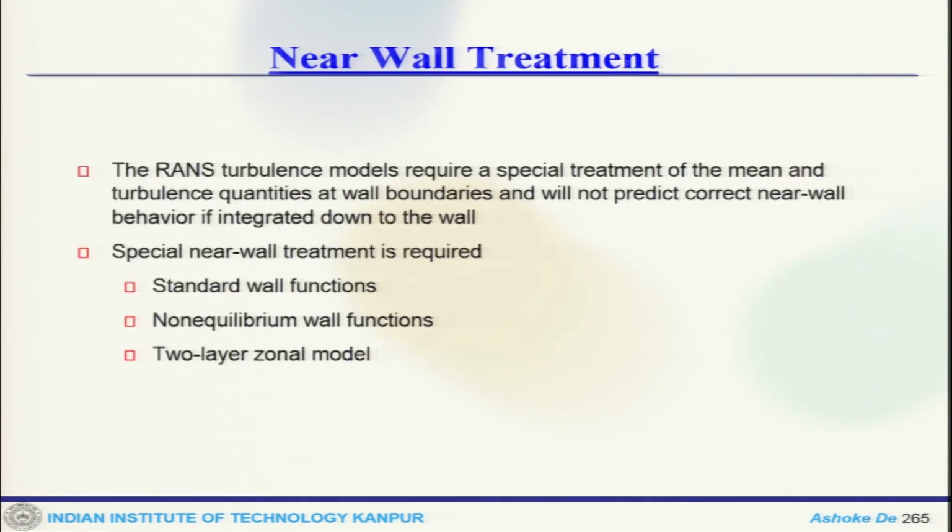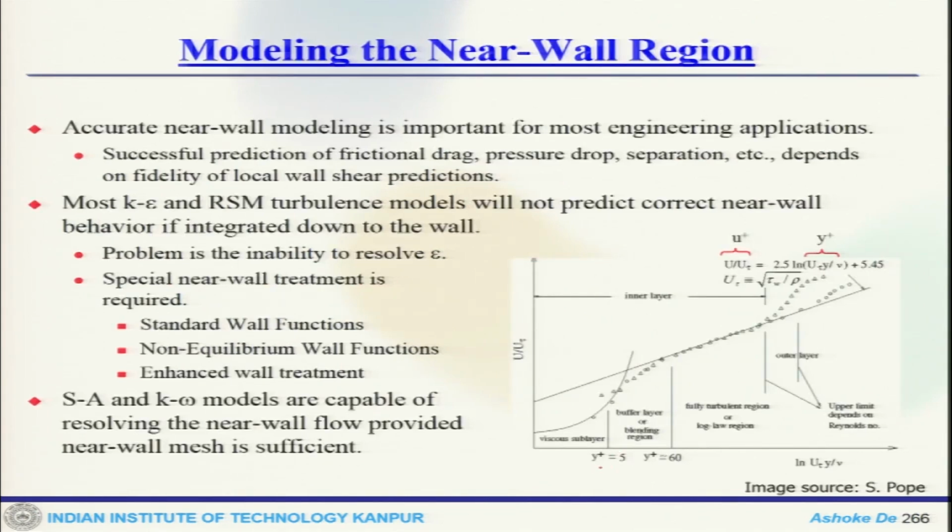Another important aspect when you look at the boundary layers or wall bounded flow is that you need the near wall treatment. So this is a special treatment required for the mean flow field: a standard wall function, non-equilibrium wall function, or two-layer zonal wall function. If you look at the wall profile which we have discussed, this is our viscous sublayer in the boundary layer, the buffer layer, this is the fully turbulent zone, or this rather can be totally the inner layer, and this is the outer layer.